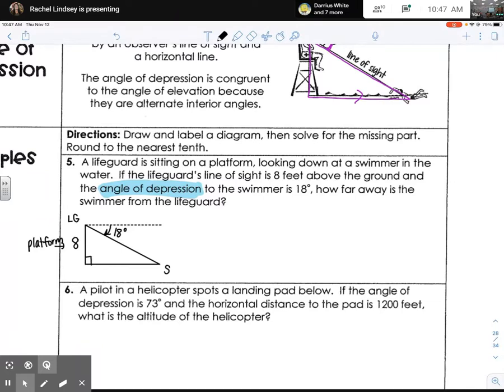The bottom. If there was one more word in there, it'd be a little bit easier: how far is the swimmer from the base of the lifeguard's platform? That would make a little more sense about what it was asking for. That is what it's asking for though. It's from the swimmer to the base of the lifeguard's platform. So that's what it's trying to find.